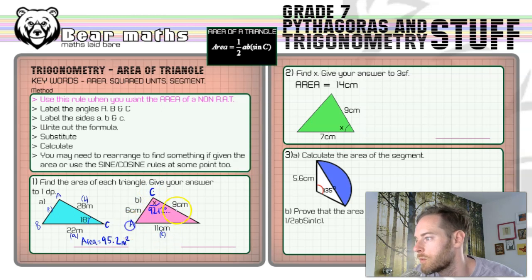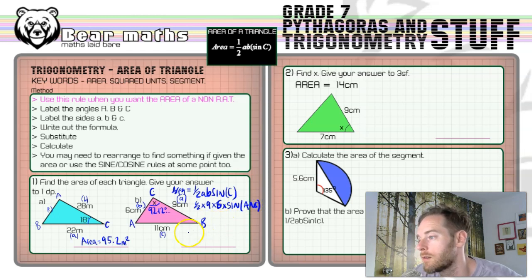All of these are interchangeable always. So A and then B, doesn't matter which one is which. So you just go half AB sine C. Okay, that's why we make it C. So our area equals half multiplied by A, which is 9, multiplied by 6, because that's the B, and that does look like a B anyway, doesn't it? 6, multiplied by sine of the answer.